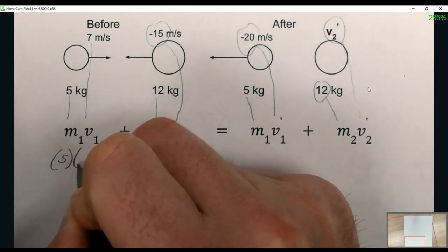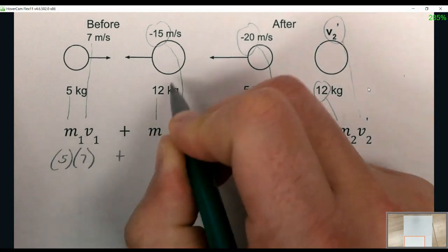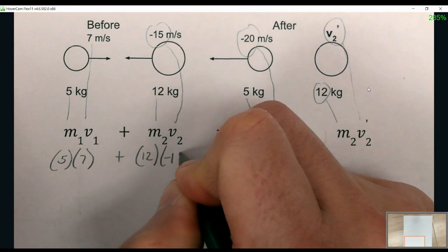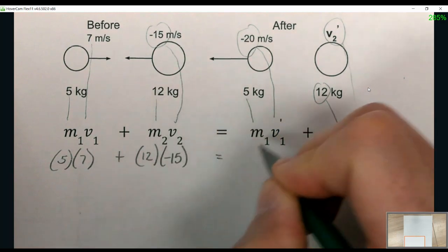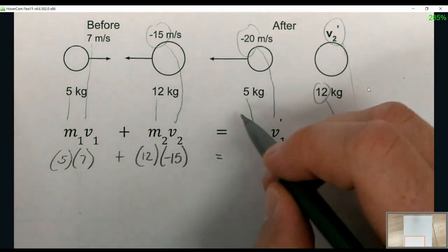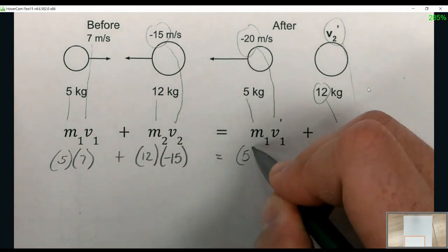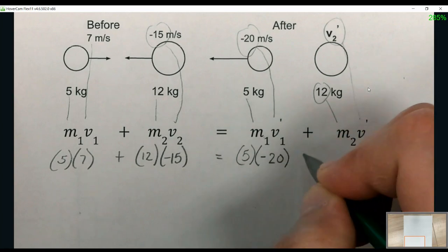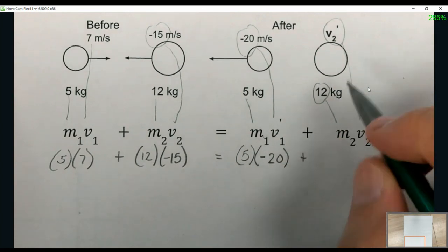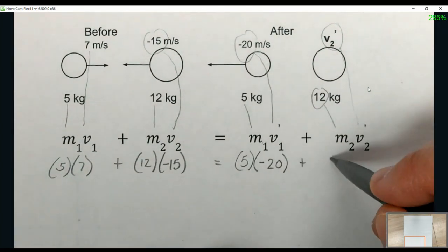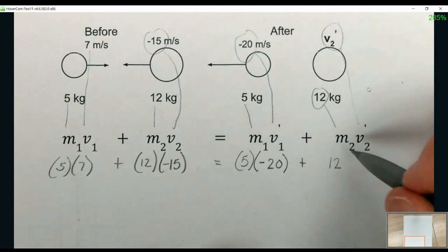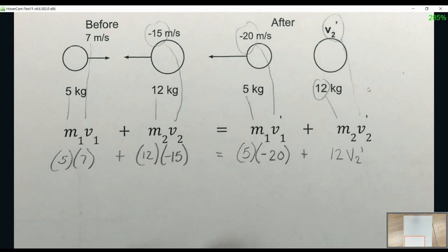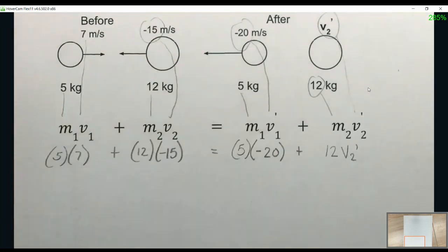So 5 times 7, bring down the plus sign. 12 times velocity of negative 15, equal sign. Mass of the first object again. If you need to draw the lines to help yourself, do that. Negative 20, bring down the plus sign. And then 12 times V2 prime, they call it. V2 prime just stands for the velocity after the collision.